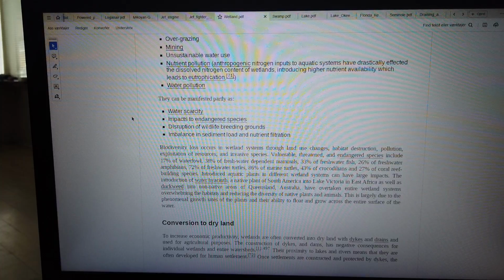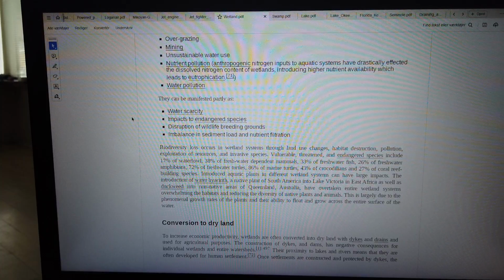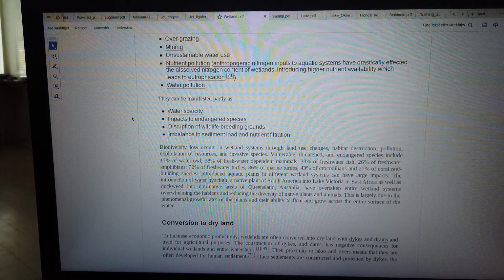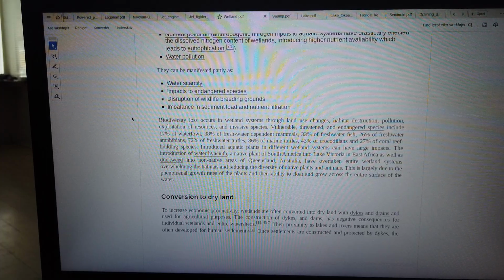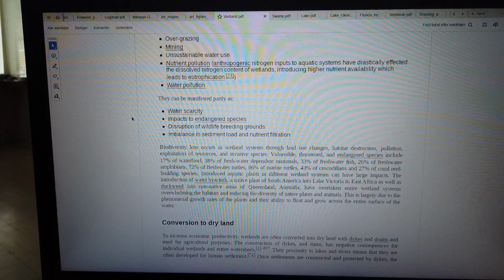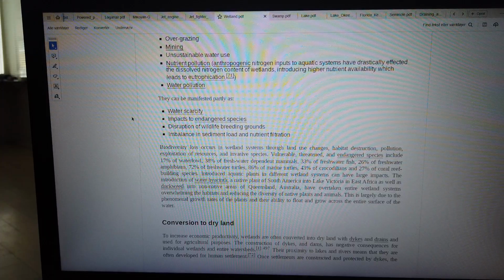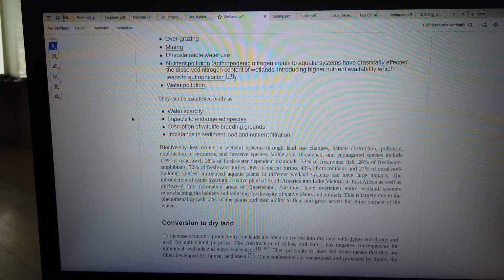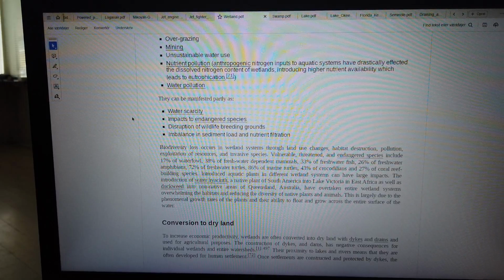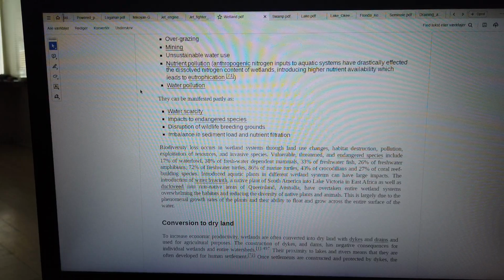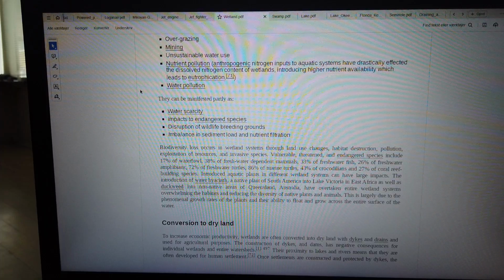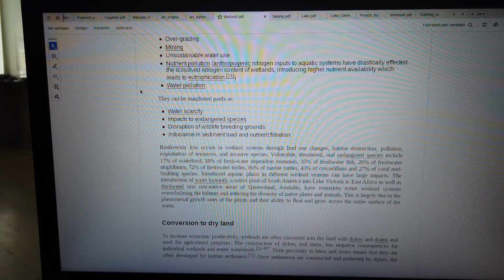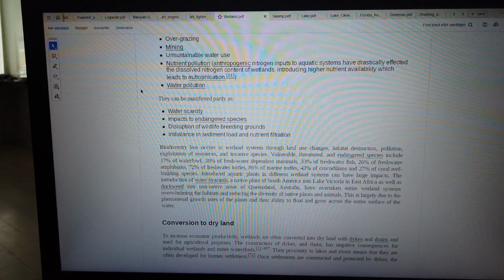Introduced aquatic plants in different wetland systems can have large impacts. The introduction of water hyacinth, a native plant of South America, into Lake Victoria in East Africa, as well as duckweed into non-native areas of Queensland, Australia, have overtaken entire wetland systems, overwhelming the habitats and reducing the diversity of native plants and animals. This is largely due to phenomenal growth rates of the plants and their ability to float and grow across the entire surface of the water.